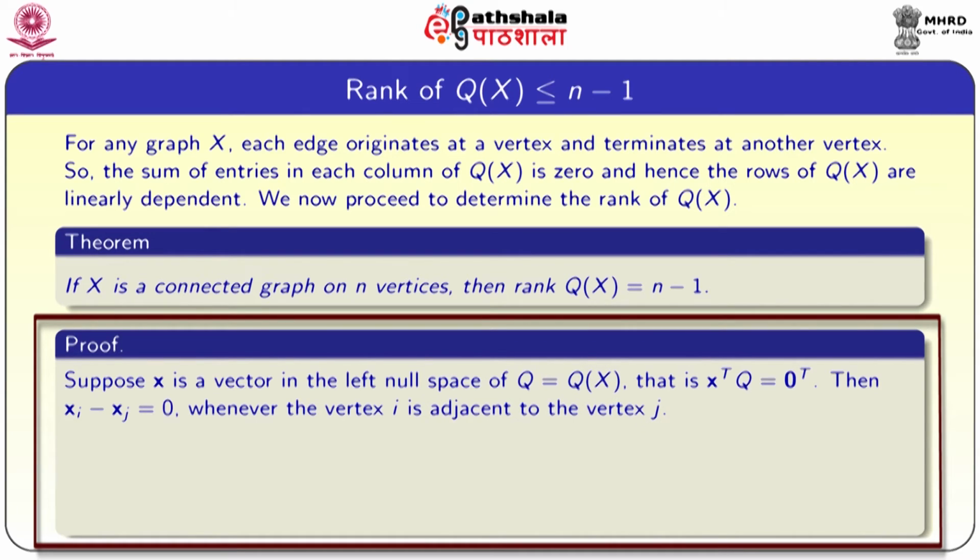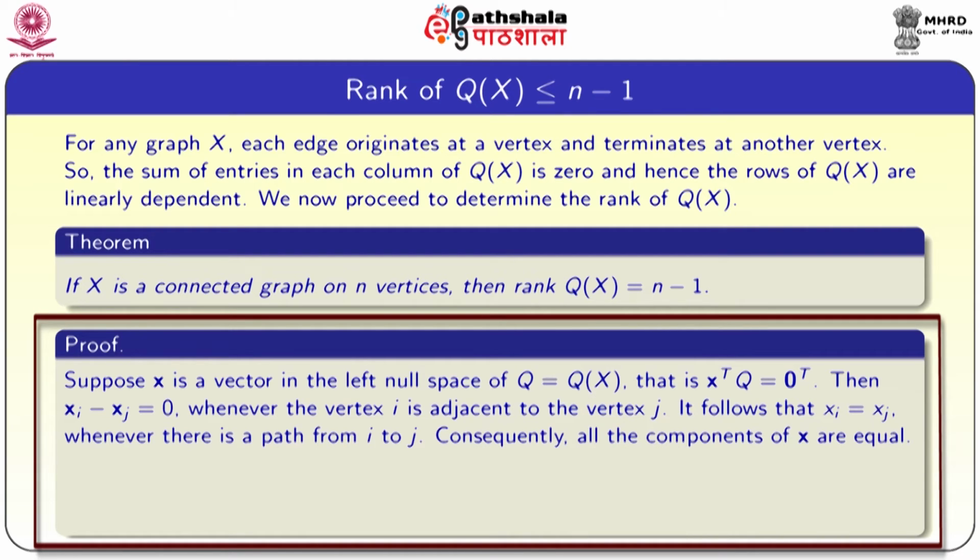Suppose x is a vector in the left null space of Q, that is, x transpose Q equals 0 transpose, where 0 is the zero vector with all entries 0. Then it is easy to see that xi minus xj is equal to 0 whenever vertex i is adjacent to vertex j. It is because in each column we have two non-zero entries, one is 1, the other is -1. It follows that xi equals xj whenever there is a path from i to j. Consequently, all the components of x are equal. This is a nice property.